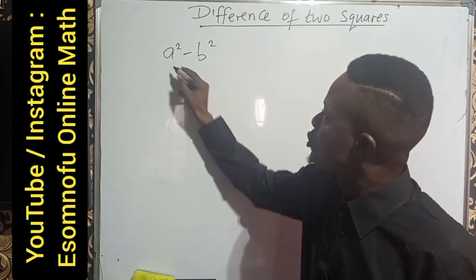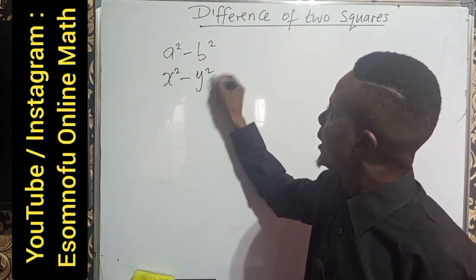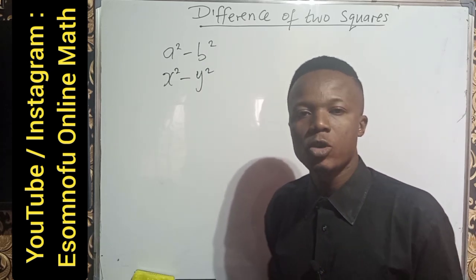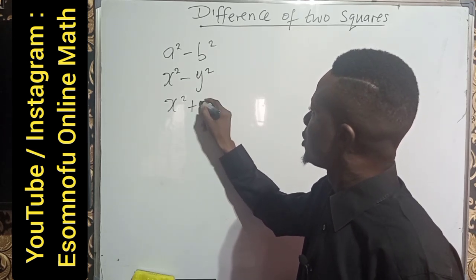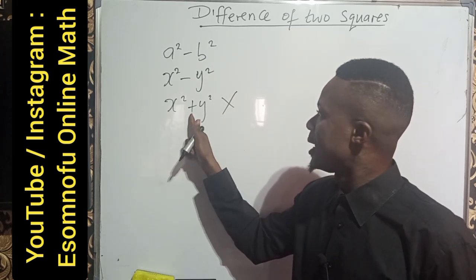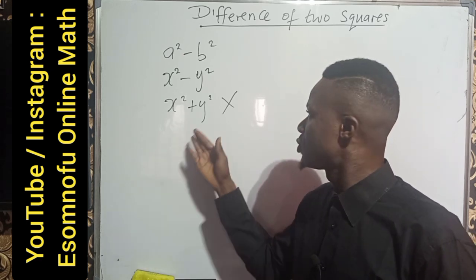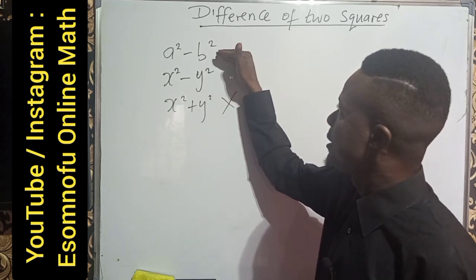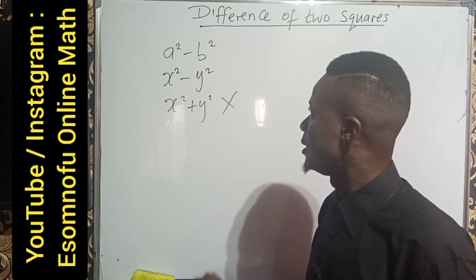That is why we call it difference of two squares. So whenever you meet two numbers having a power of 2 and they are linked with a negative sign, it is difference of two squares. I want you to also note down clearly here that x squared plus y squared is not a difference of two squares because the sign here is plus. This one is the sum of two squares, and the sum of two squares cannot be simplified further. But provided that it is a difference of two squares, it is very simple to simplify.